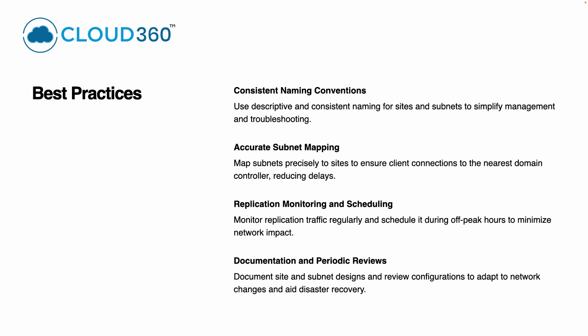Regular monitoring of the replication traffic and site link performance helps identify and resolve potential bottlenecks. It's also advisable to schedule the replication during the off peak hours to minimize the impact on the network bandwidth. Periodic reviews of the site topology and the subnets for any issues like overlapping or misconfigurations are necessary to accommodate the changes in the network infrastructure.